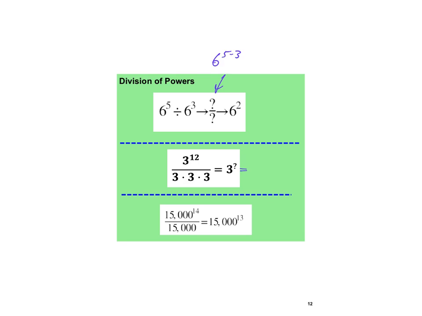This one here is 3 to the 12th over 3 to the 3rd. So this would be 3 to the 12 minus 3, or 3 to the 9. And then finally down here, you can see one that's already done. That's 15,000 to the 1st in the denominator there. So that's just 14 minus 1, or 13 for that exponent there.